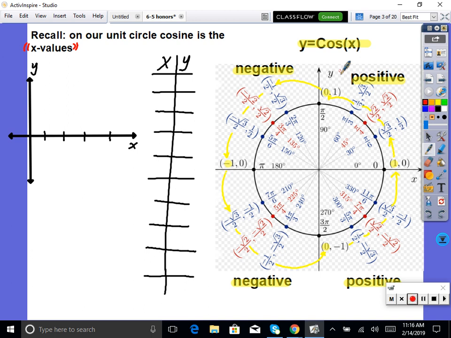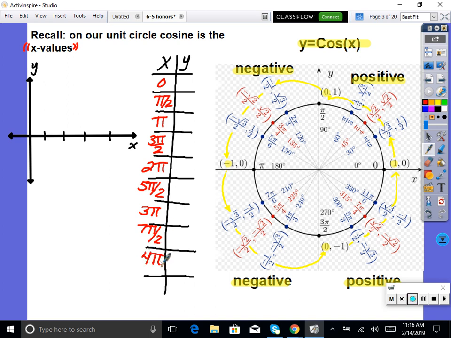So now we're doing the same thing. We're going to pick easy points. So 0, then we're going up to pi halves, then pi, 3 pi halves. We're going around the unit circle, 2 pi. Let's do 2 cycles just for kicks and giggles. So then it'll be 5 pi halves, 6 pi halves, 7 pi halves, 8 pi halves.